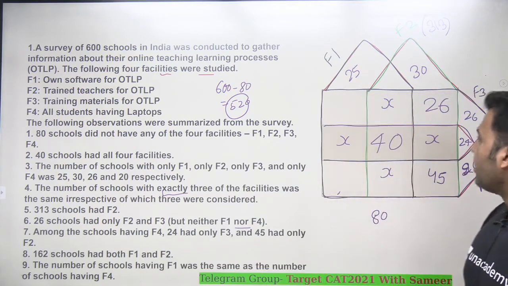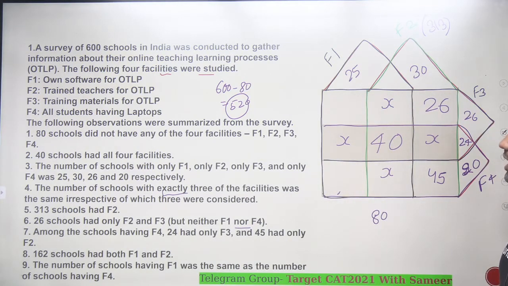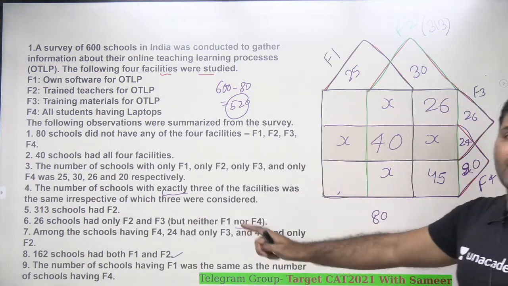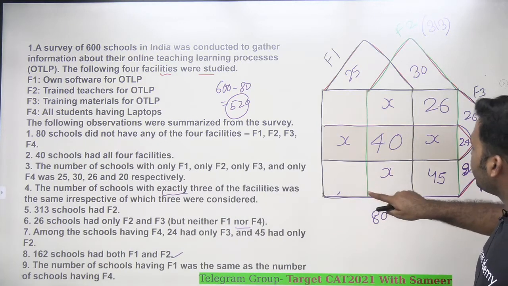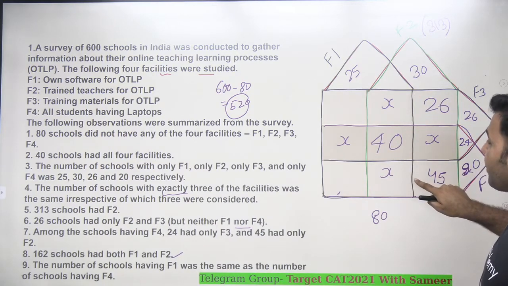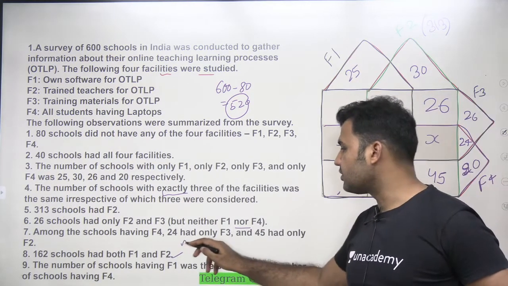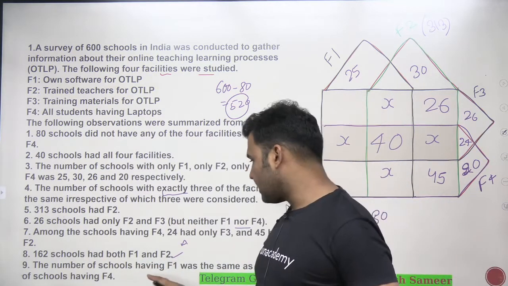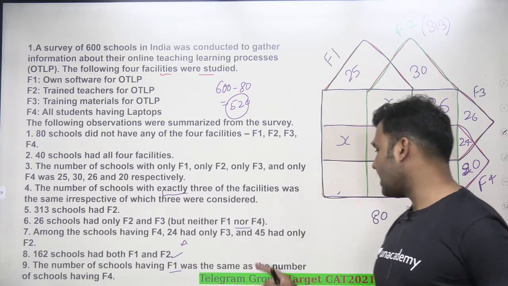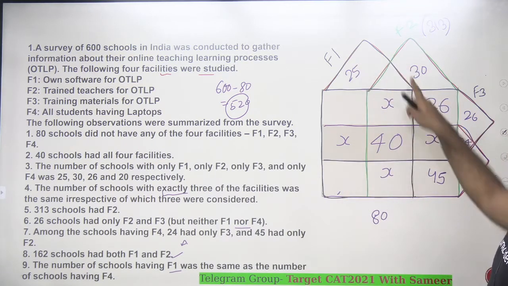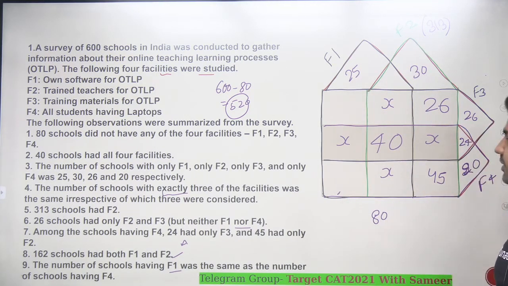162 schools had both F1 and F2. Now see this, guys. This value is talking about both F1 and F2. It's not saying only F1 and F2. It says F1 and F2. So you can see that this whole region is F1 and F2, and this value is 162. So we do not know the value over here. So let's keep this information on hold. The number of schools having F1 was the same as the number of schools having F4. So the total number of schools having F1 and the number having F4 are the same, and these values we are yet to decide.